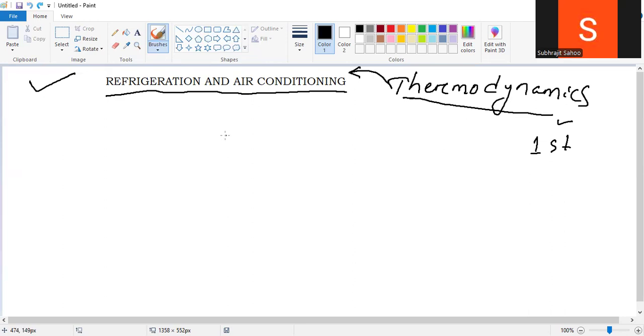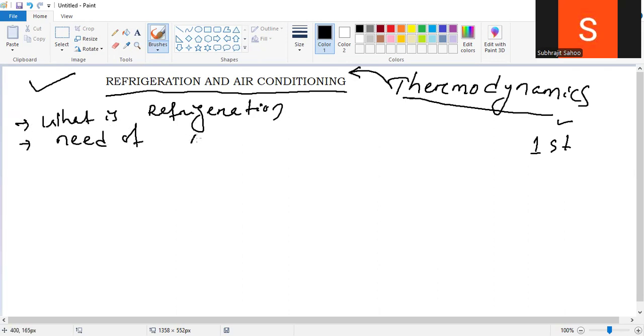In refrigeration, the first topic I will discuss is: what is refrigeration? Second, what is the need of refrigeration? Next one, application: where it is used. I will tell the applications of refrigeration, and several examples also.